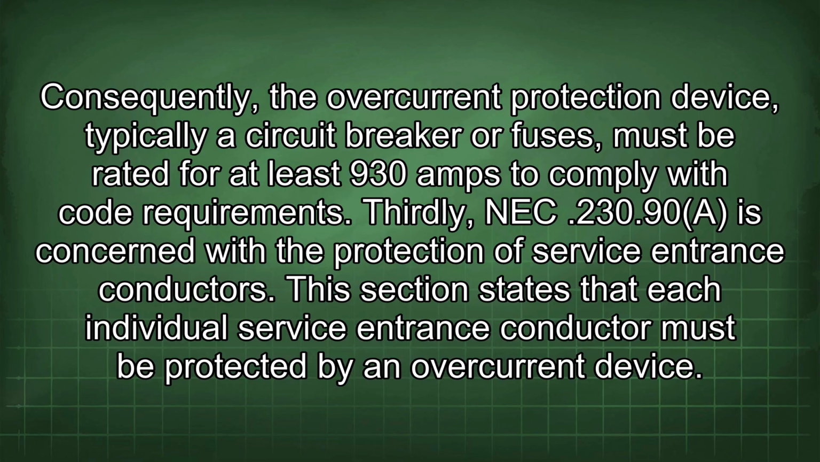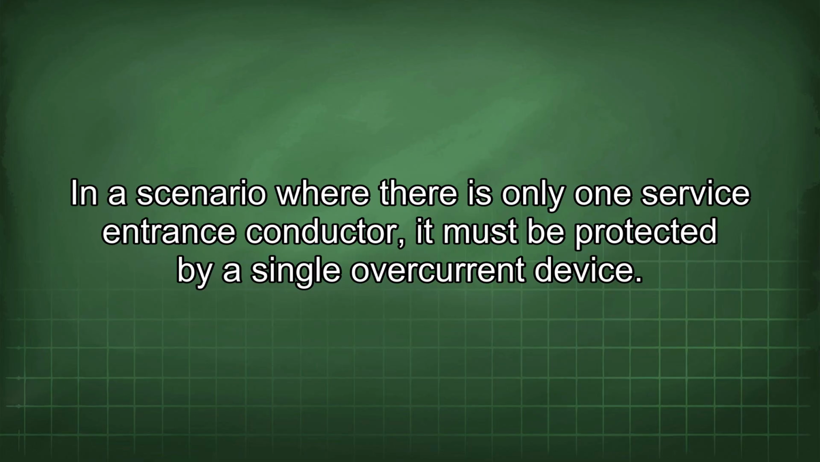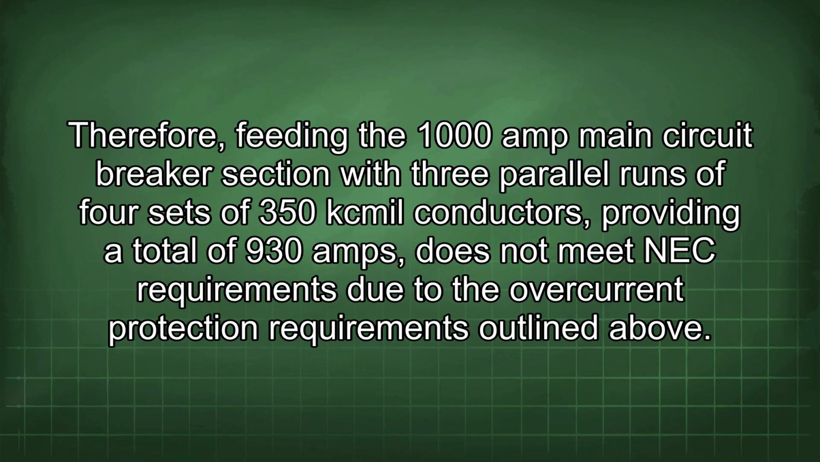This section states that each individual service entrance conductor must be protected by an overcurrent device. In a scenario where there is only one service entrance conductor, it must be protected by a single overcurrent device. Therefore, feeding the 1000 amp main circuit breaker section with 3 parallel runs of 4 sets of 350 kcmil conductors, providing a total of 930 amps, does not meet NEC requirements due to the overcurrent protection requirements outlined above.